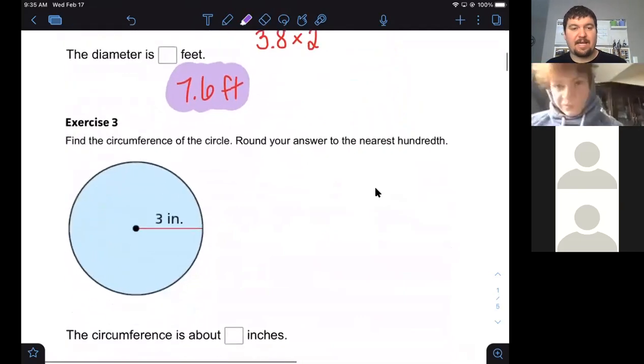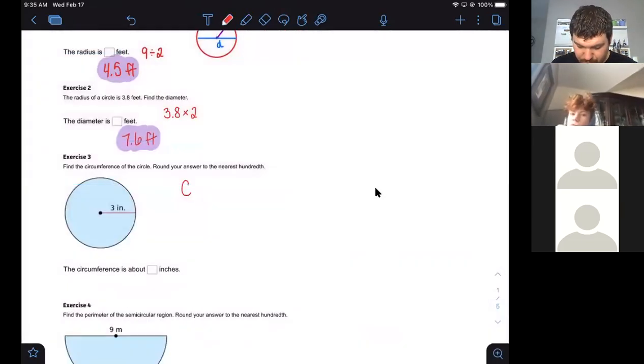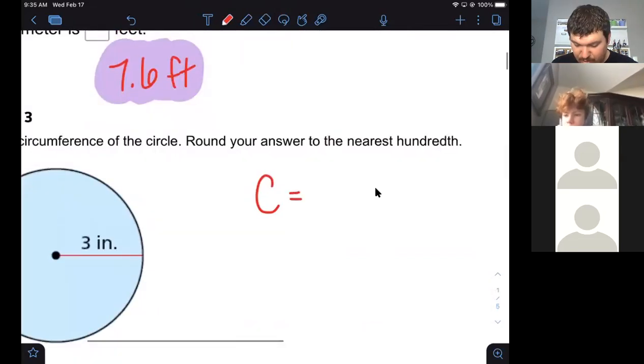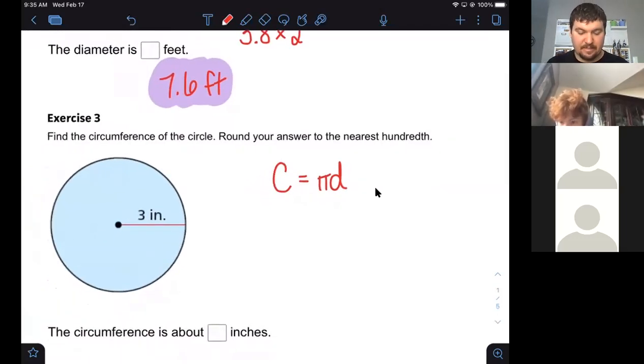All right, number 3 asks us to find the circumference of this circle rounded to the nearest hundredth. So the circumference formula is pi times diameter. Remember, every time that we used the circumference, we wanted the diameter. Since this practice quiz is all about perimeter, circumference is going to be included in that. So we want the diameter. Would someone be willing to tell me what the diameter of this circle is? 6. Good. Yeah, it's going to be twice that radius.